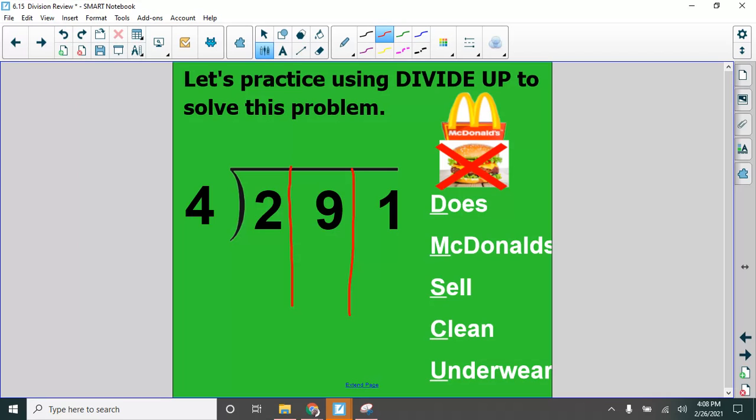How many 4s are in 2? None. So that would be 0 times 4 is 0, minus 0, which equals 2. Pushing that 2 up here. How many 4s are in 29? 4, 8, 12, 16, 20, 24, 28. 32 would be too big. So 7 4s gave me 28. Subtract 28 and get 1. That 1 is going up here next to the 1. How many 4s are in 11?